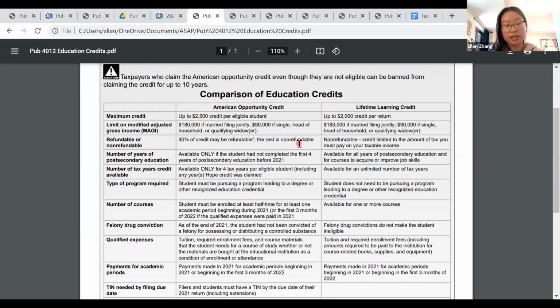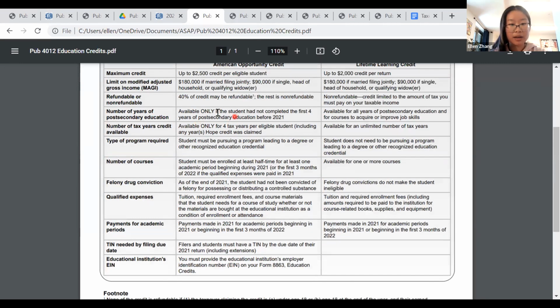The scenario also says that Sarah and Connor's modified AGI is $120,000, which is under the limit for married filing jointly of $180,000. So they're good on that requirement. They're not over the limit. Let's see. And now for more of Jenny's.